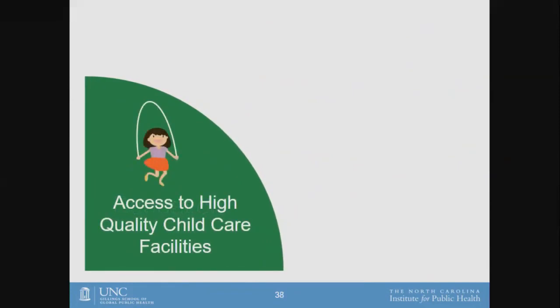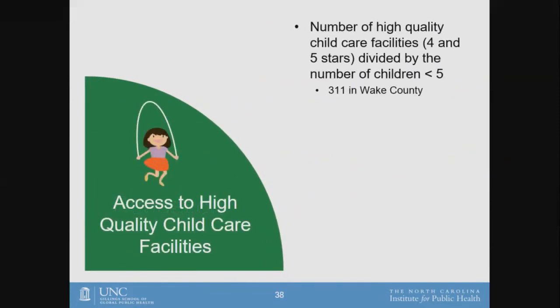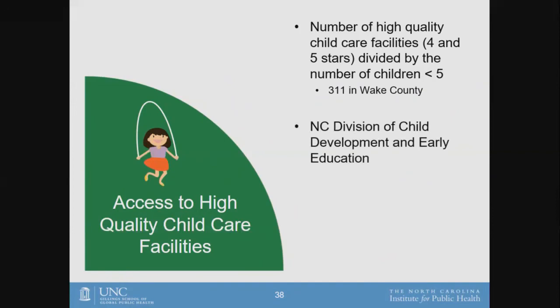So access to high quality childcare facilities, we knew we wanted to get at this measure. We know that access to high quality childcare, there are measurable outcomes. And what we settled on were 4- and 5-star facilities as measured by the North Carolina Division of Public Health. Next bullet here, Division of Child Development and Early Education. But we know this doesn't tell the complete story.